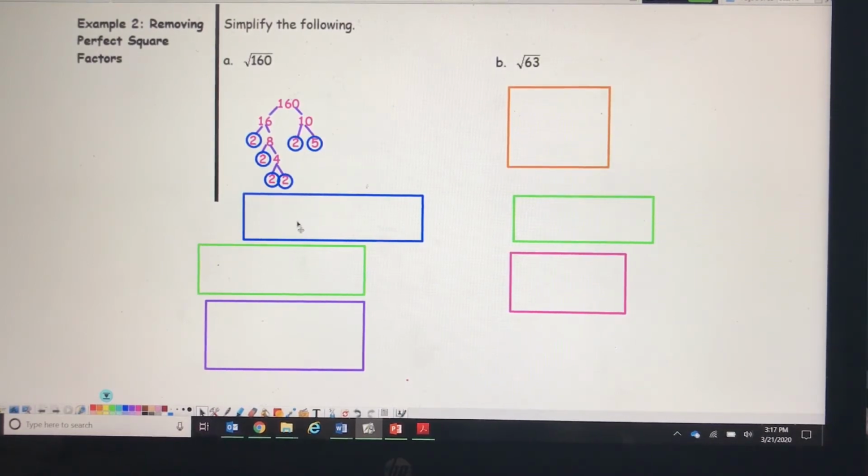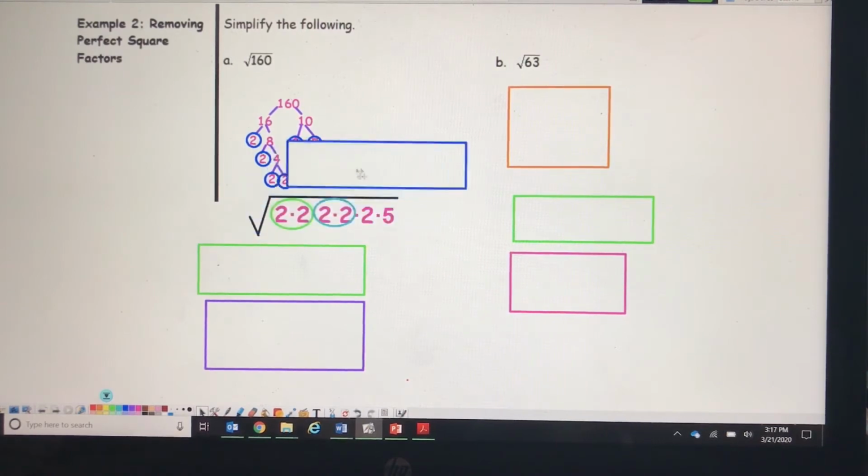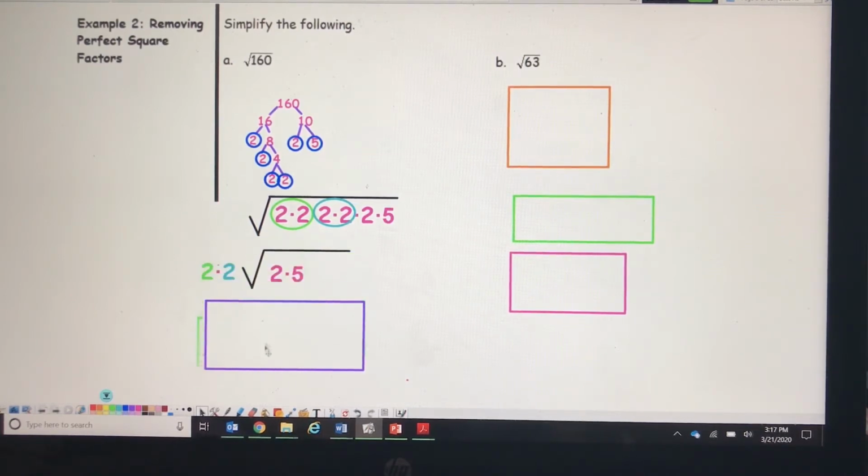I'm going to write all my prime factors underneath my radical. I'm going to circle pairs that are the same. This 2 does not have a partner to circle, nor does the 5. So I'm going to bring out one of each pair outside so that I have 2, 2, 2, and 5.